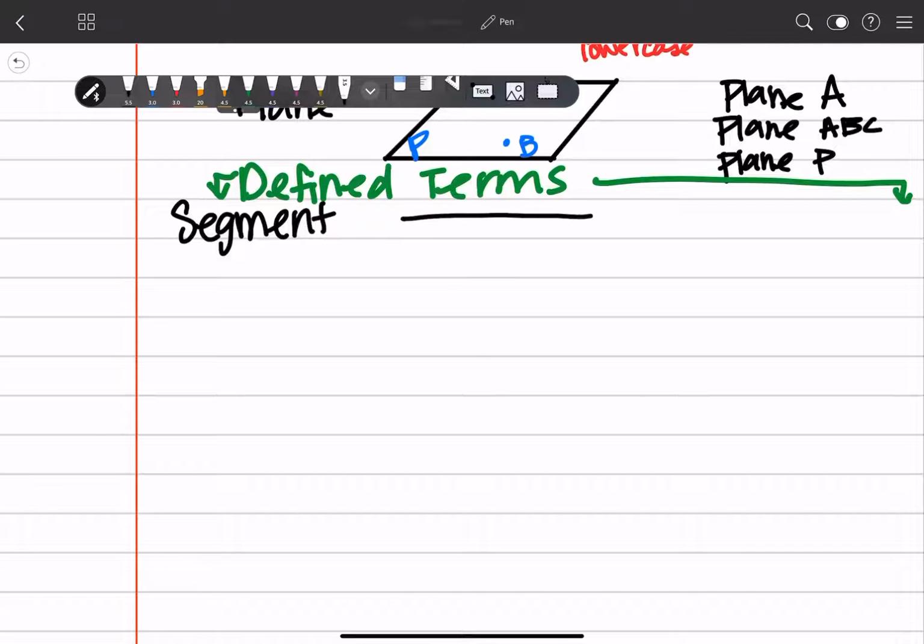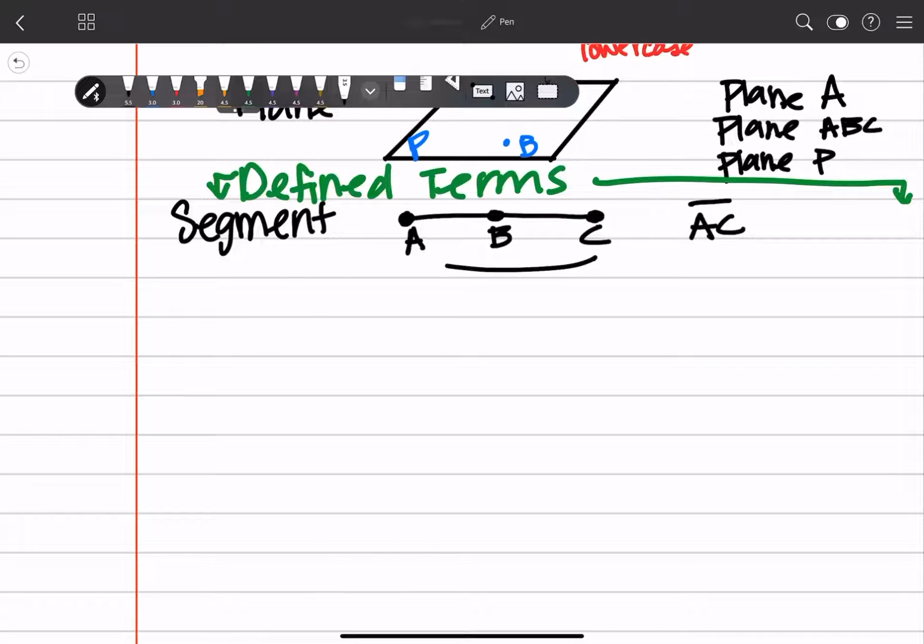Pretty much a line goes on forever, right? We would draw arrows here, but a segment has 2 points, it stops. So I'll label each of these points that I've got here. Okay, so remember, it's a segment. It's just a line, but it doesn't go on forever. All right, and the way we're going to write it is with this up here. So now it's got a segment on top. So this is segment AC or line segment AC.